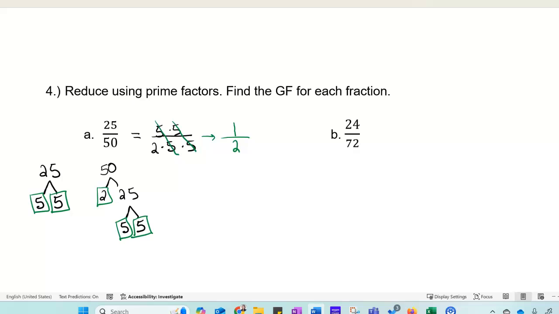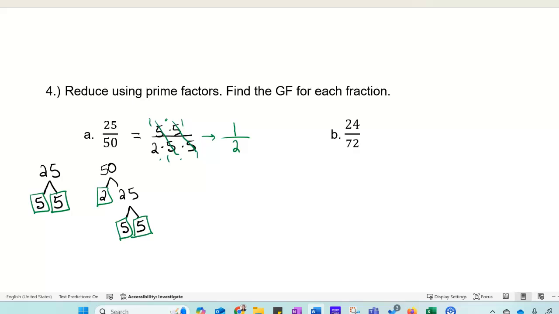So 5 divided by 5 is 1. I'll show that to you mathematically, right? 5 divided by 5 is 1. And so if you multiply on the top 1 times 1, you get 1 in the numerator. 2 times 1 is 2. All right. So go ahead and pause the video.